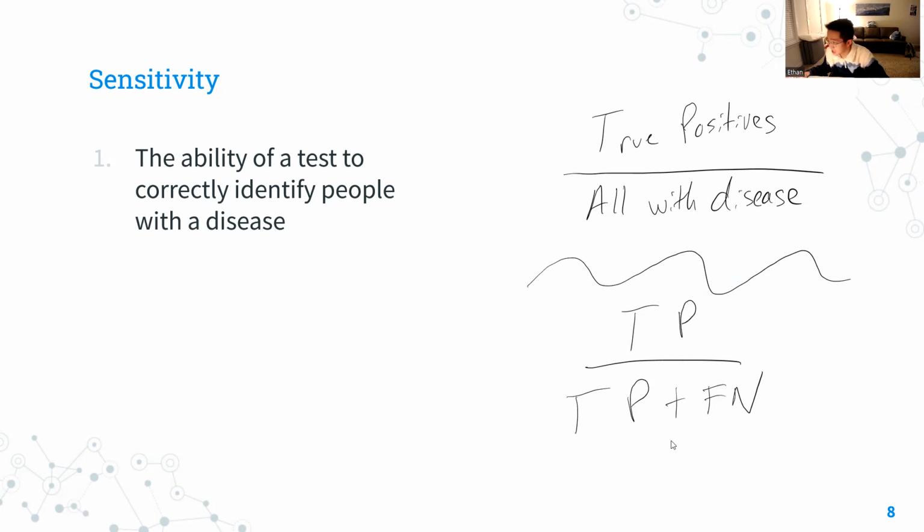So a more sensitive test is able to capture, by labeling as positives, a higher proportion of the sample that actually has the disease, given that we're testing people who actually have disease.